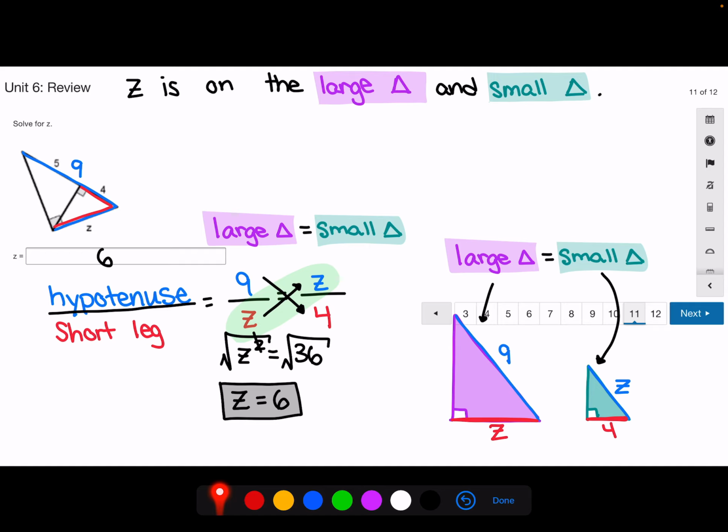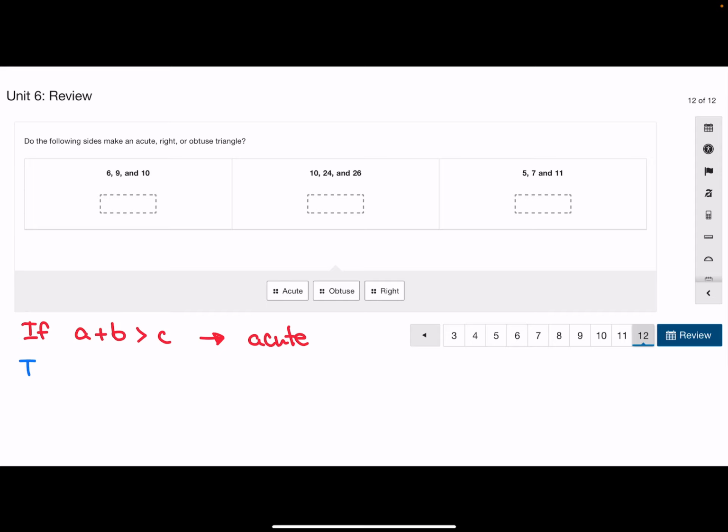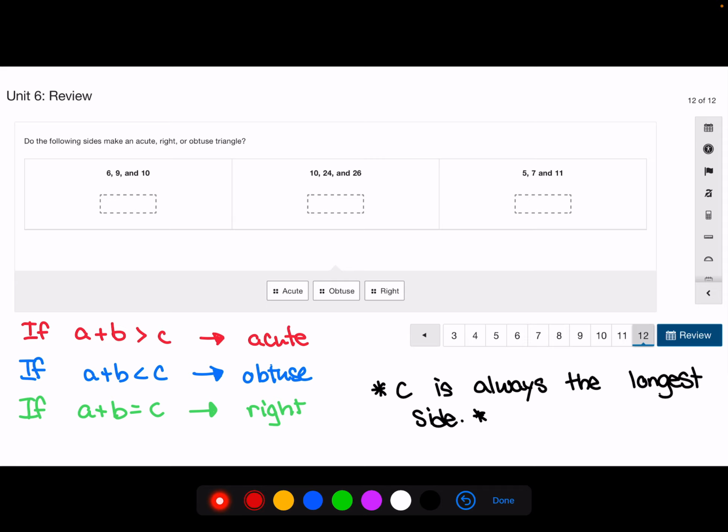Lastly, our final question deals with the Pythagorean theorem. It says, do the following sides make an acute, right, or obtuse triangle? So we have 3 sides. We need to determine which type of triangle this is. Now, if we recall, if a squared plus b squared is greater than c squared, then it's going to be an acute triangle. I need to add the squares in here. If a squared plus b squared is less than c squared, it will be an obtuse triangle. And if a squared plus b squared is equal to c squared, it will be a right triangle. Just as a note, c is always the longest side length.